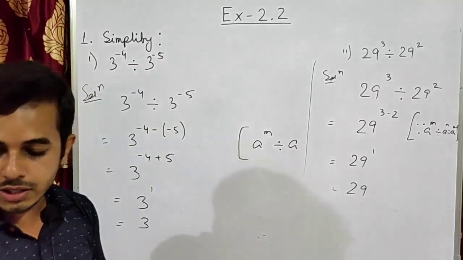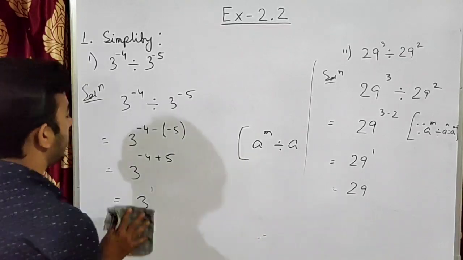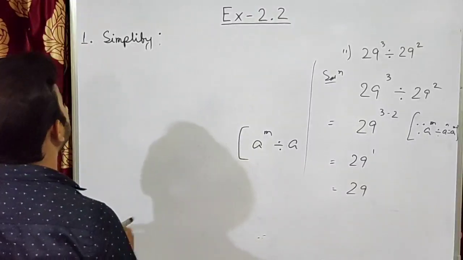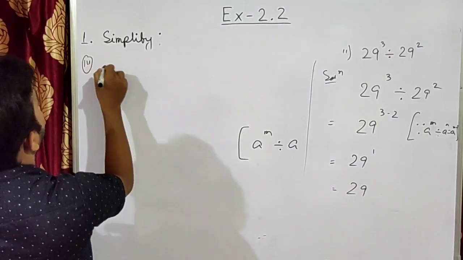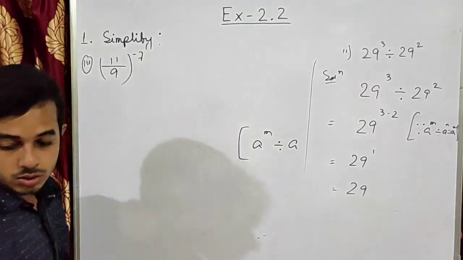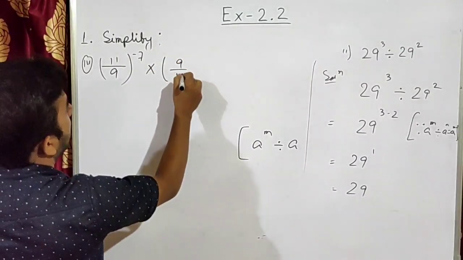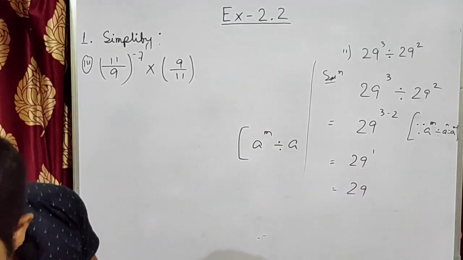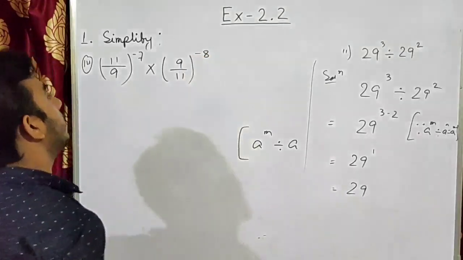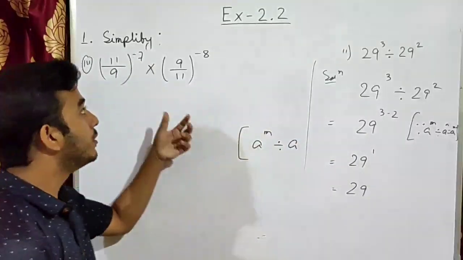So now let's move to our next, Roman number 3. 11 by 9 to the power minus 7 into 9 by 11 to the power minus 8. Clear? Okay. Now look, in all those previous cases we had the same base.